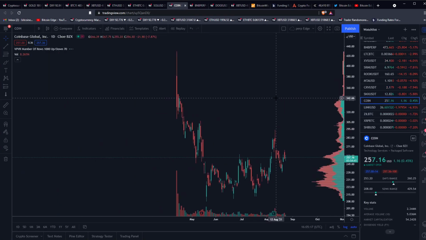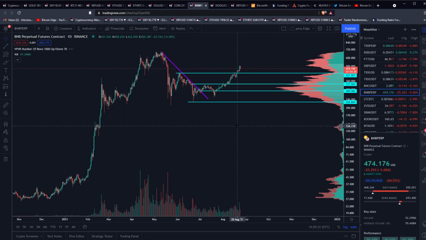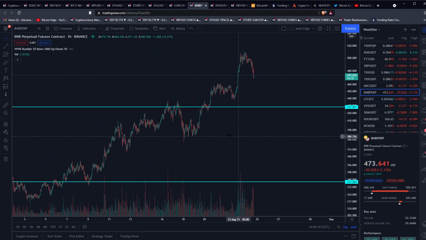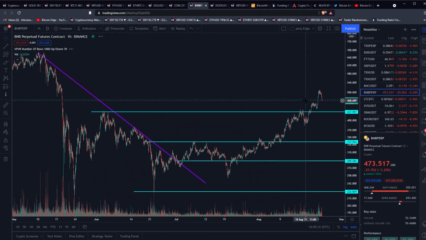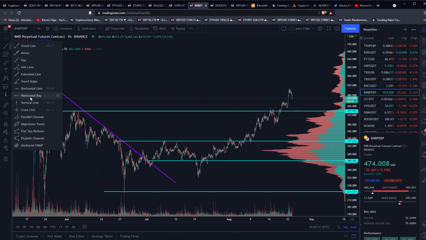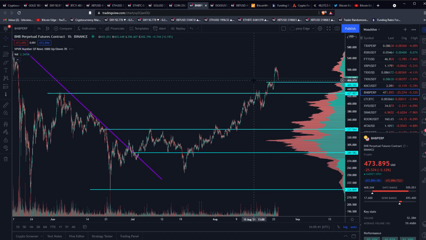Coin, however, is up a little bit today. Coinbase stock. So that is interesting. BNB had a very good day yesterday. Some news related events, and BNB has some. BNB is looking pretty good still, I think. Support on lower time frame at 460.